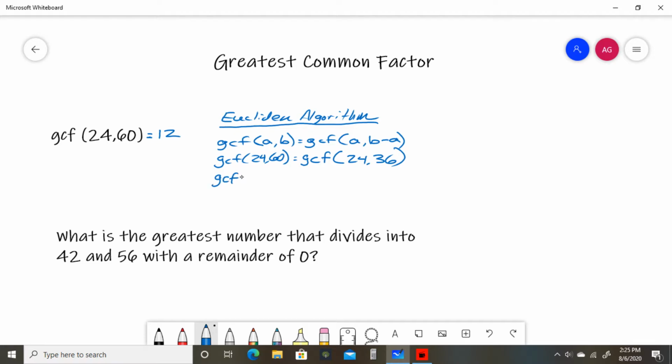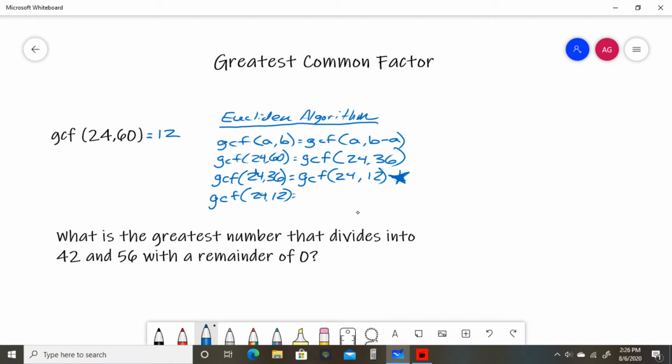So, I'm going to move the GCF of 24 and 36 over here and use the algorithm again. The GCF of 24 and 36 will also be the same thing as the GCF of 24 and 36 minus 24, which is 12. Okay, and now we have to find the GCF of 24 and 12. At this point, it should be very obvious what the greatest common factor is. But for the sake of learning this, I'm going to take it one step further and show you how this will always end. We want to find the GCF of 24 and 12.